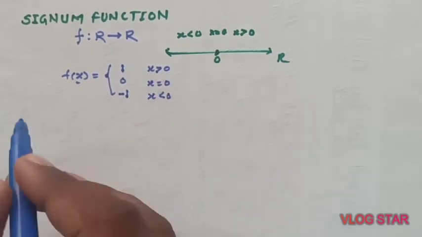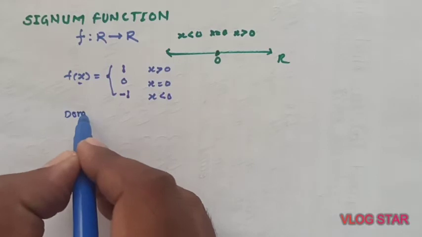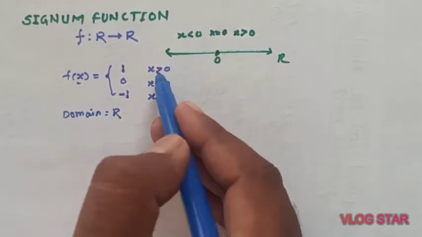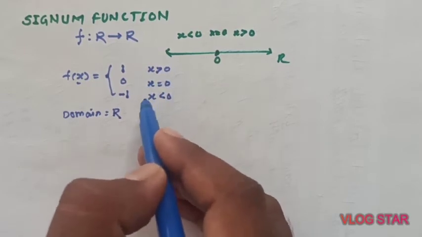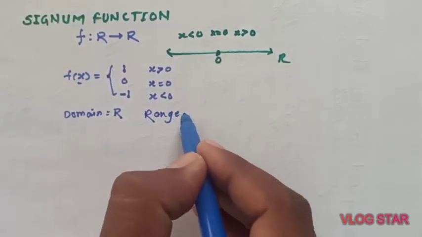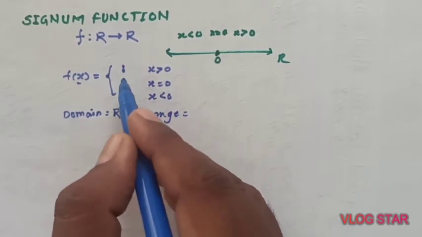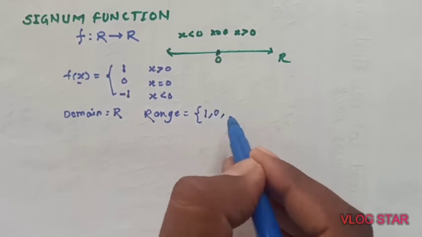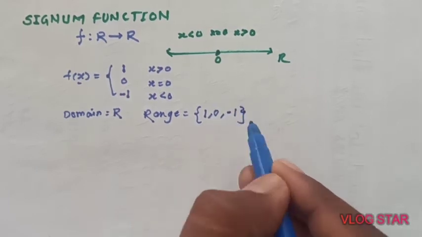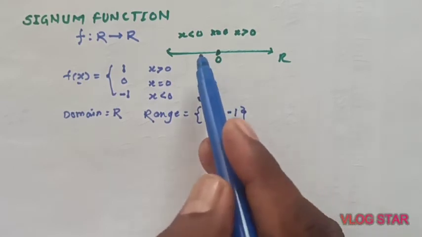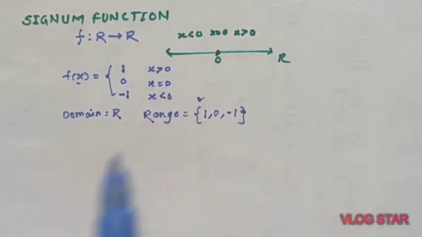So what is the domain in this case? The domain is the entire R, which is divided into 3 parts: first, second and third. But what about the range? The range has just 3 numbers: 1, 0 and minus 1. Because its range contains only 3 elements, whereas the domain is the entire R, that's why this function is quite interesting.